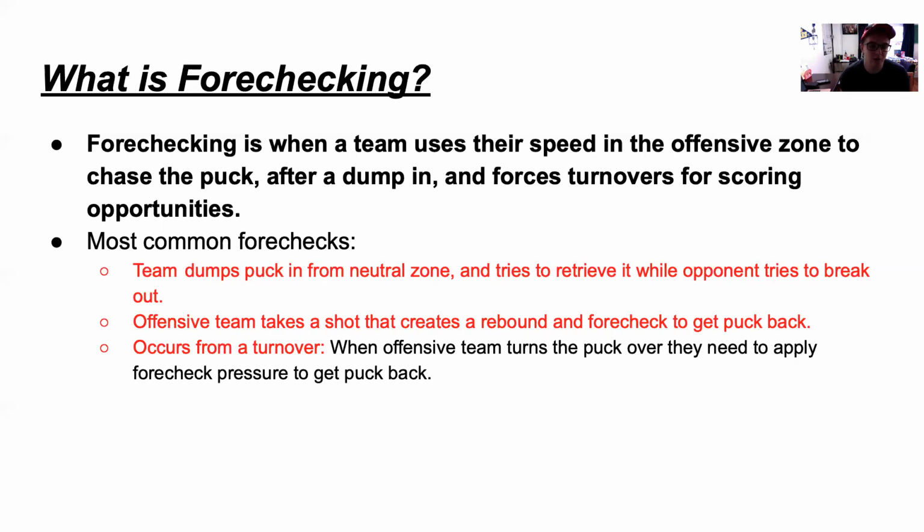And what occurs from a turnover? When the offensive team turns the puck over, they need to apply forechecking pressure to get the puck back. If we don't have room to move into the offensive zone, that's when we're going to use the forecheck. But if we have room, we need to walk into the offensive zone with the puck. So when we dump that puck, we've got to be hungry and go get it in deep, and we have to get that puck back. We can't let them come into our own zone or through the neutral zone.